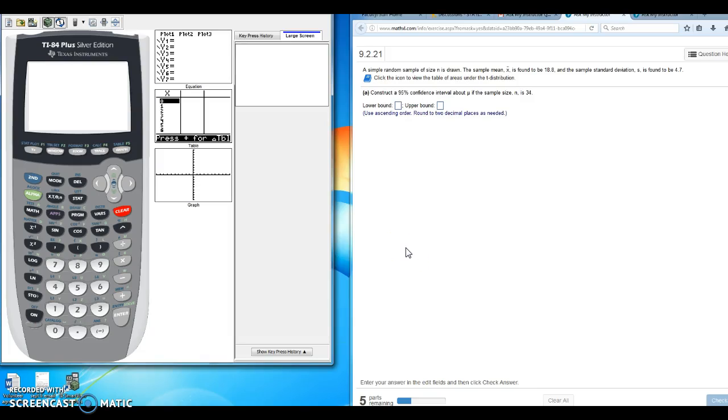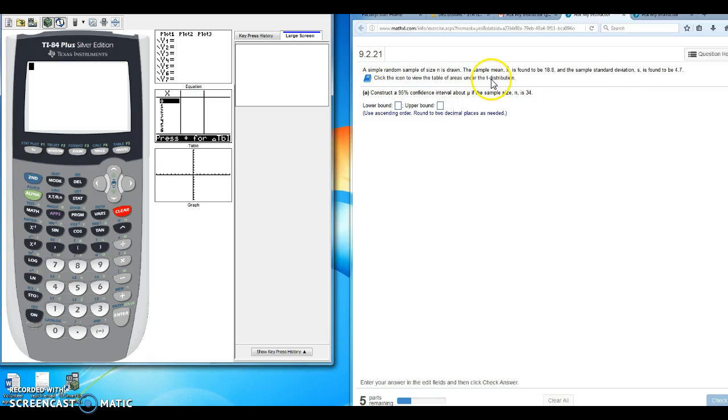This is question 9.2.21. I'm given a simple random sample of size n. Looks like the sample size is 34. I have a sample mean x bar is 18.8 and the sample standard deviation s is 4.7. When I'm given the sample standard deviation s, I know that I'm going to use a t interval.